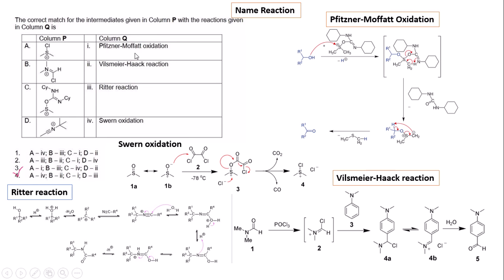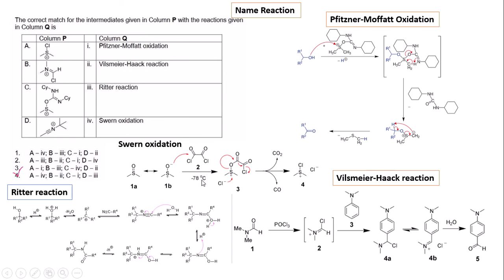This is an example of some name reactions, where in the Pfitzner-Moffatt oxidation, in the presence of DCC, the alcohol molecule can be oxidized to give the carbonyl compound. Here the DCC oxidation can take place. At first the DMSO can attack the dicyclohexyl imine to give that compound, and then after the elimination of the dicyclohexyl urea, it produces the reactive species which undergoes elimination of the hydrogen to give the carbonyl compound.